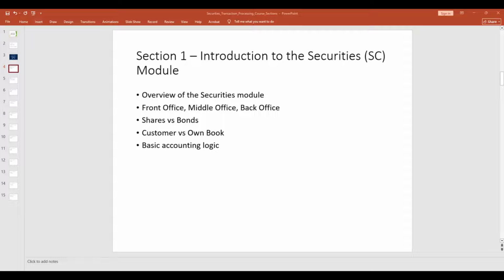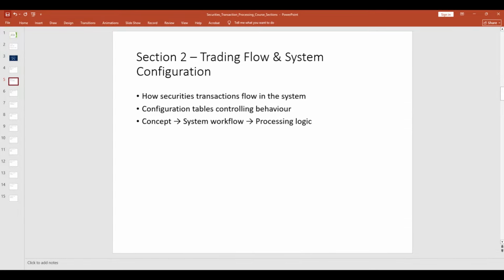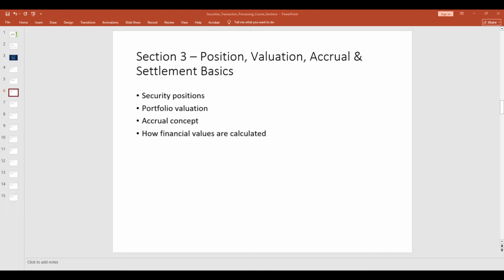In section 2, we move to the trading flow and configuration. Here we understand how securities transactions move through the system and how configuration tables control system behavior. This helps us connect the conceptual understanding with the practical workflow in Temenos T24. In section 3, we focus on important financial concepts. We learn about security positions, portfolio valuation, and accrual processing. These concepts help us understand how investment holdings and financial values are calculated inside the system.